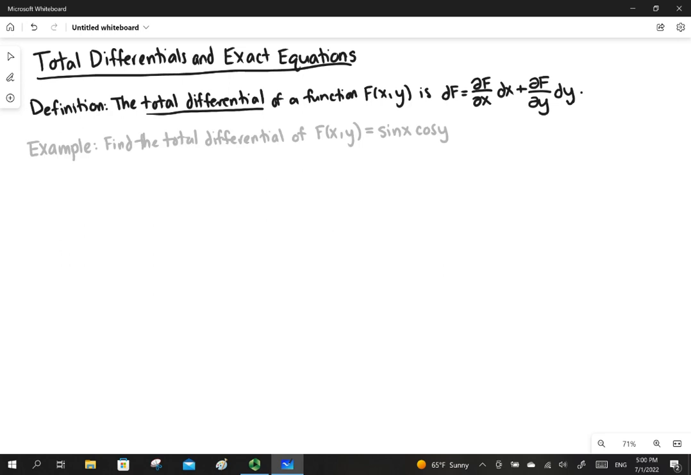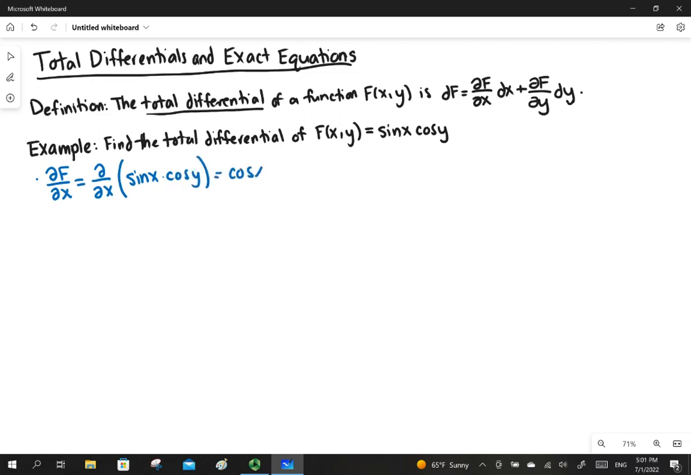Let's look at an example. Let's find the total differential of f of x y equals sine of x times cosine of y. Finding the total differential is as simple as calculating the first partial derivatives of f and plugging them into the formula for df. The partial derivative of f with respect to x is going to be the partial derivative with respect to x of sine of x times cosine of y, which is cosine of x times cosine of y, since we treat y as a constant and just differentiate with respect to x.